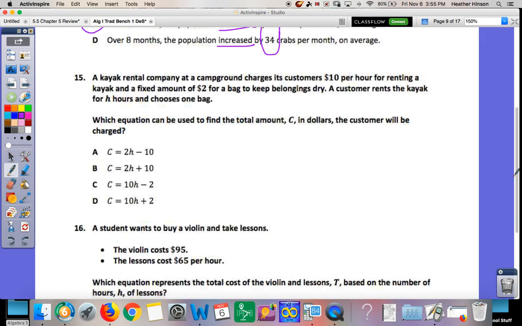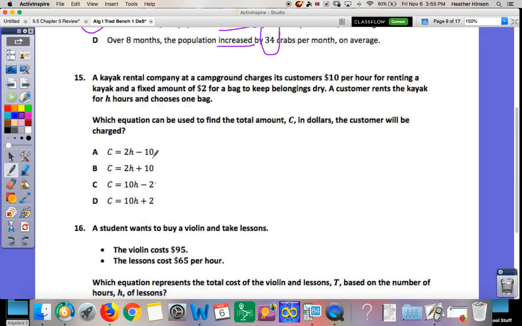15. A kayak rental company at a campground charges its customers $10 per hour for renting a kayak and a fixed amount of $2 for a bag to keep their belongings dry. A customer rents the kayak for 8 hours and chooses one bag. Which equation can be used to model the total amount, C, in dollars the customer will be charged?